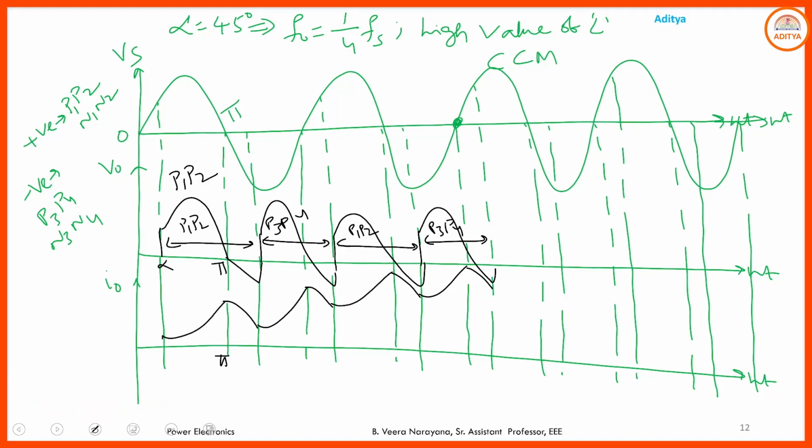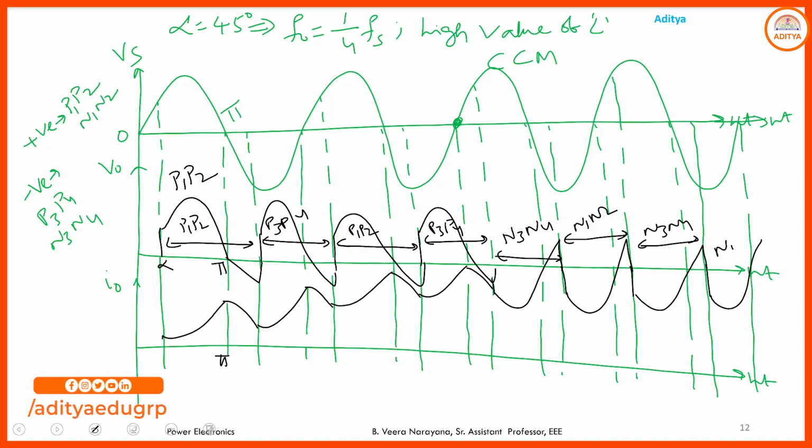Next, here you have the positive source voltage. Due to that, P3, P4, N3, N4 are in the on state. But I want to collect the negative output voltage. Then what happens here? You need to provide the gate pulse to N3, N4, and again N1, N2, N3, N4, N1, N2.